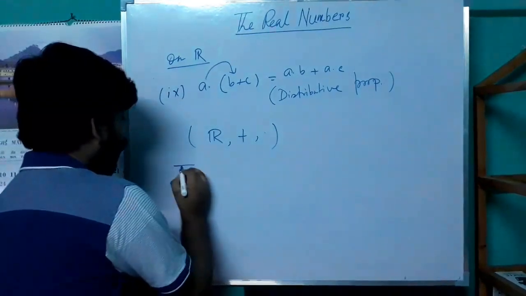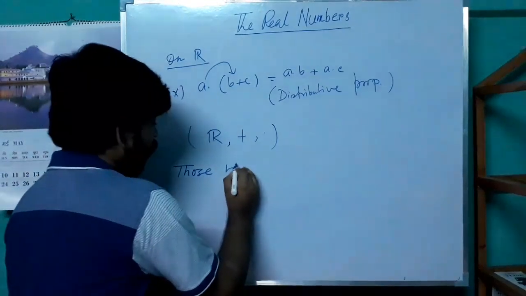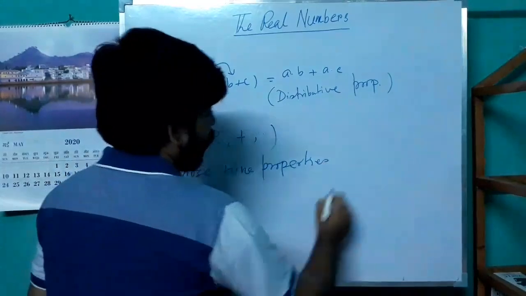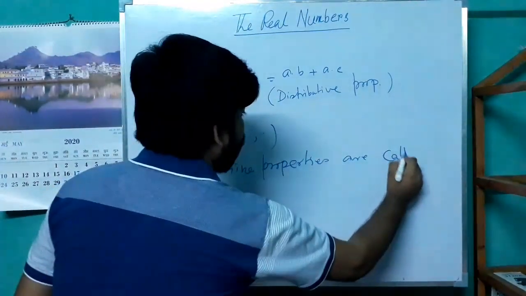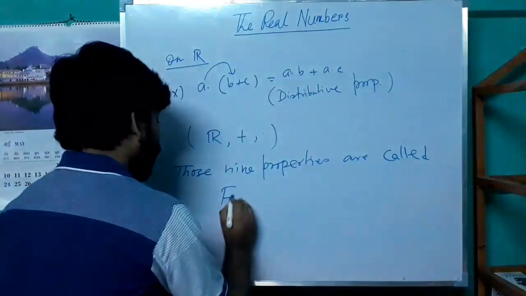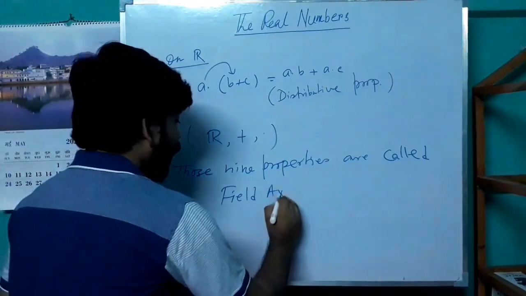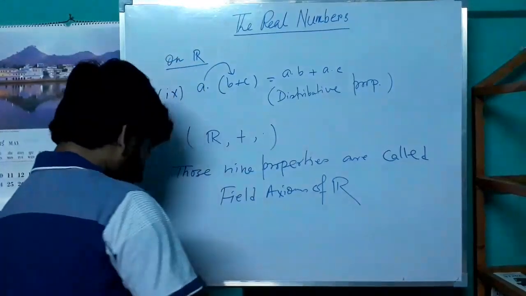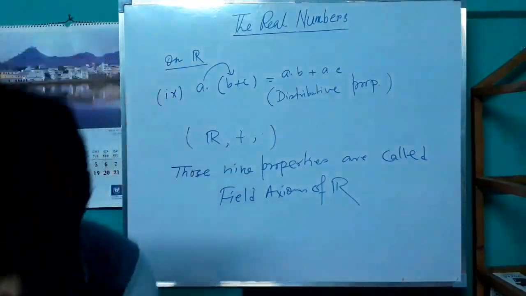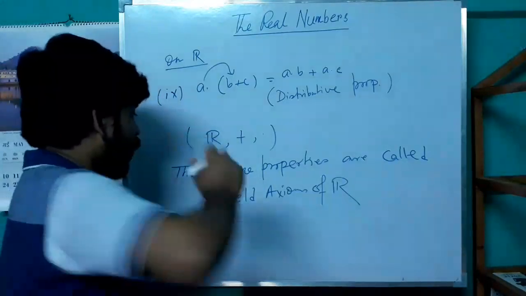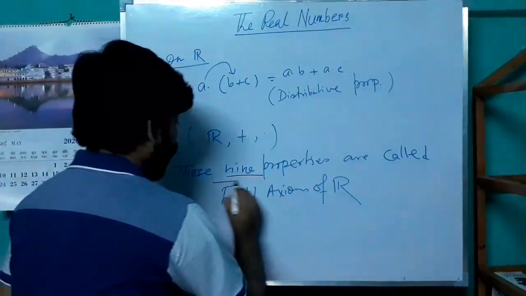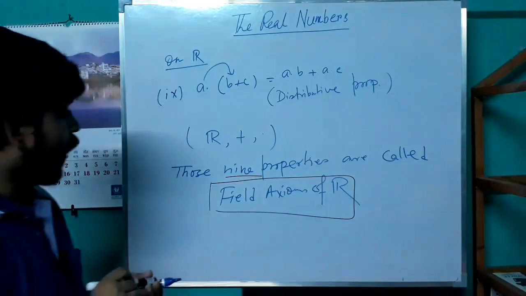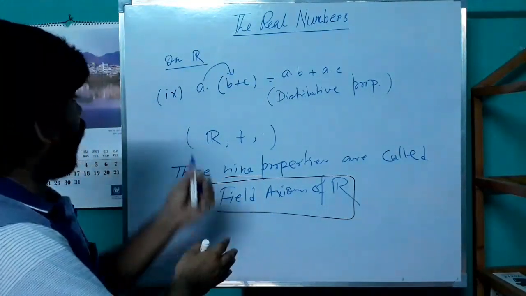Those 9 properties are called the field axioms of R. So assuming these 9 properties, we can do any kind of algebra on R.